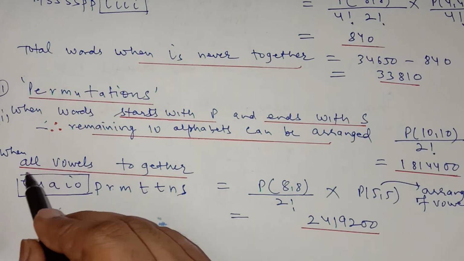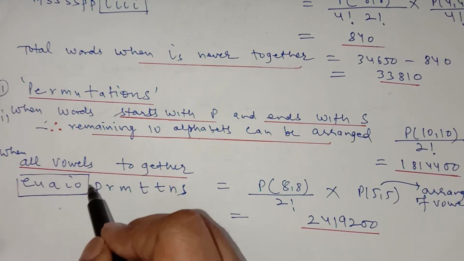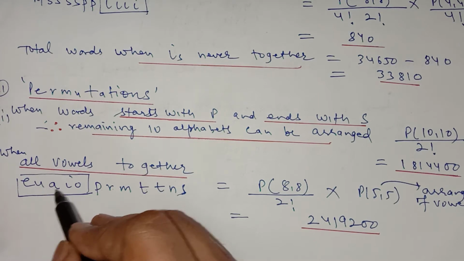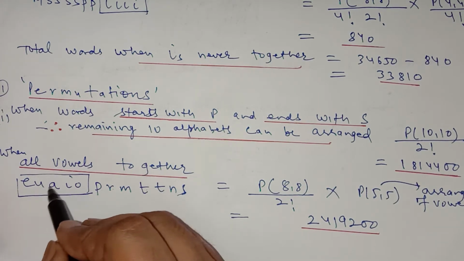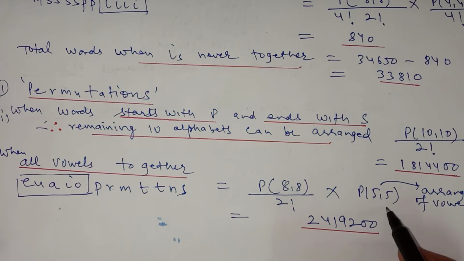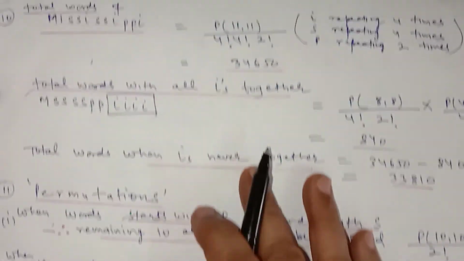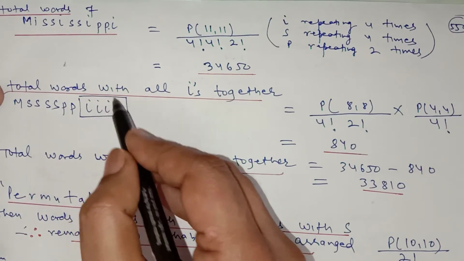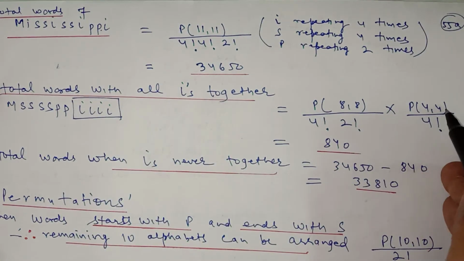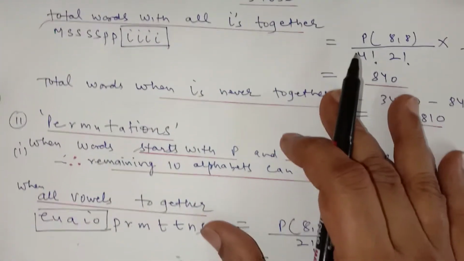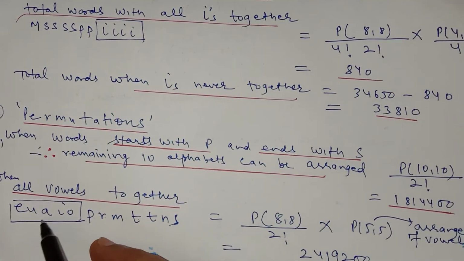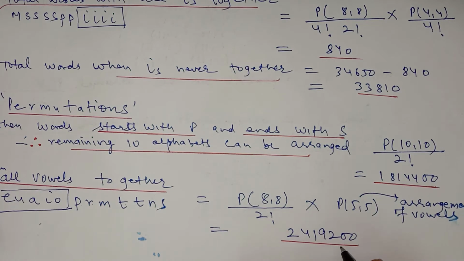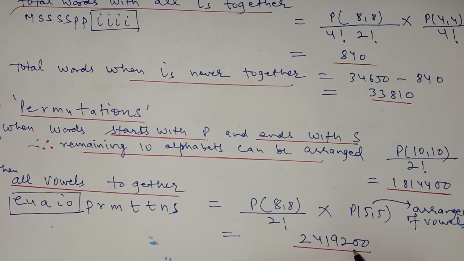Now these vowels can be arranged by themselves in permutation of 5, 5. They can be arranged like this, as we have done before, but it is coming out to be only 1 because they are all the same. Permutation of 4, 4 divided by 4 factorial will be 1, but here they can be arranged themselves in permutation of 5, 5. Multiply it. These are the total number of words in which all vowels are together.